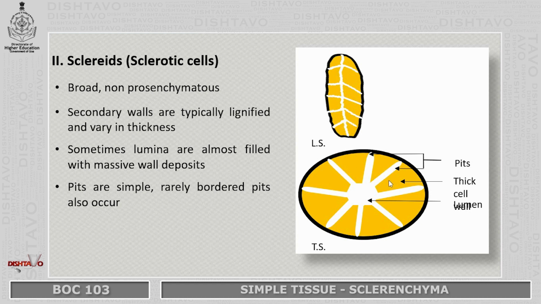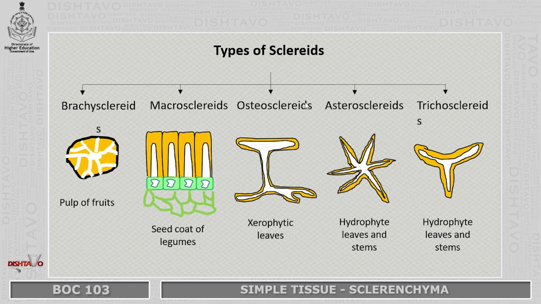The lumen, here you can see, is very narrow due to the deposition of lignin around it. Then they show the presence of pits which are simple, and rarely they show bordered pits. Now based on their shapes, these sclereids are of various types. We have the first one, the brachysclereid, which shows a round or polygonal shape, mainly present in the pulp of fruits.